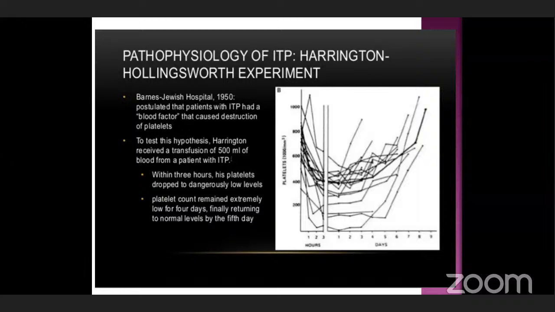In order to prove that, in a patient, he received transfusion from a patient with ITP, and within 3 hours, his platelets drastically dropped, showing that he had received some factor from the other patient which attacked his platelets. And then the platelet count remained low for some days and then it gradually improved. So this is an experiment which indirectly proved that antibodies are responsible for ITP, and that is the Harrington-Hollingsworth experiment.